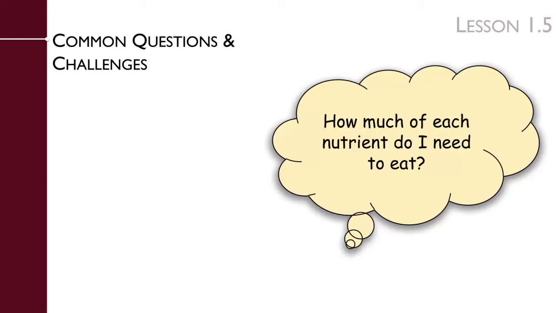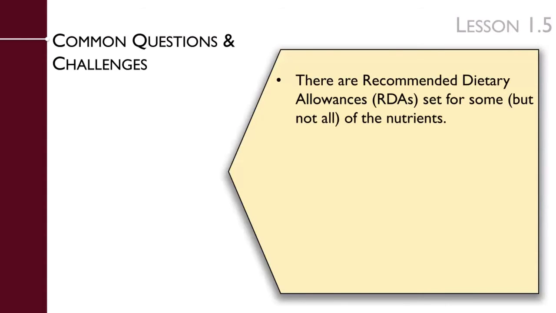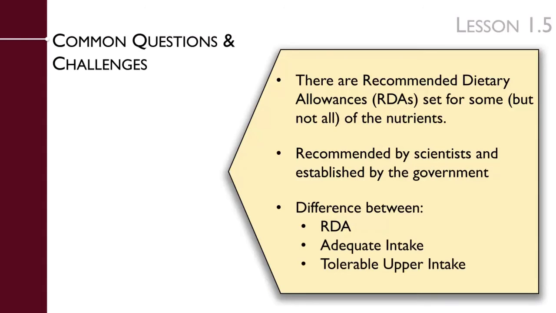Students may ask how much of each type of nutrient they need to eat. There are recommended dietary allowances, or RDAs, set for some, but not all of these nutrients. These are recommended by nutrition scientists and established by the government. You can read about those RDAs and discover what the difference is between an RDA, an adequate intake, and a tolerable upper intake level in the teacher primer. Students will also get a chance to see their nutrition needs when they complete the Lesson 1.6 homework.